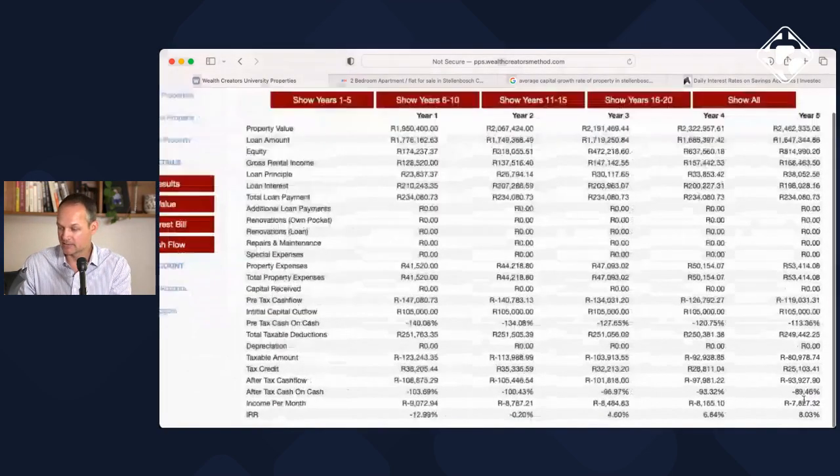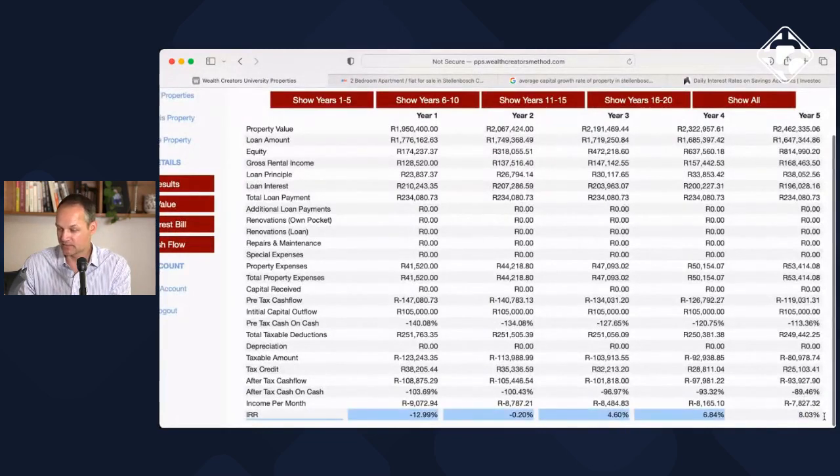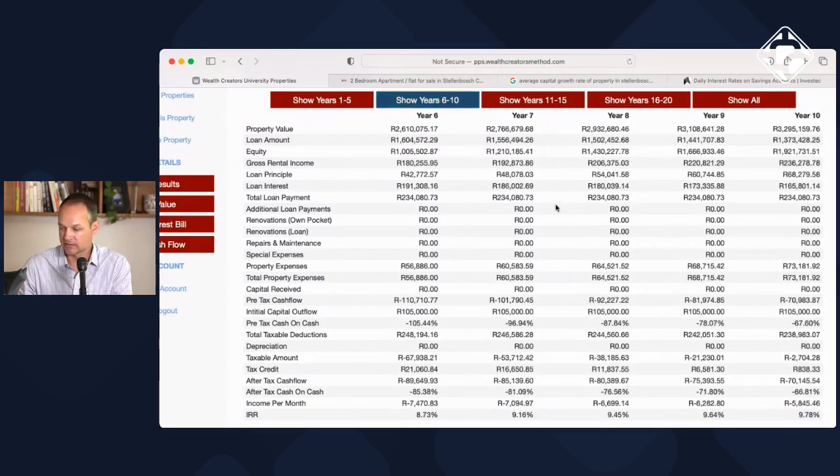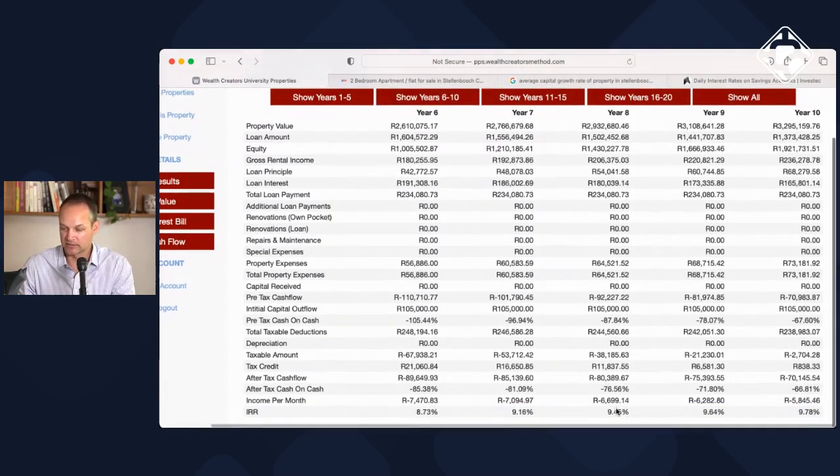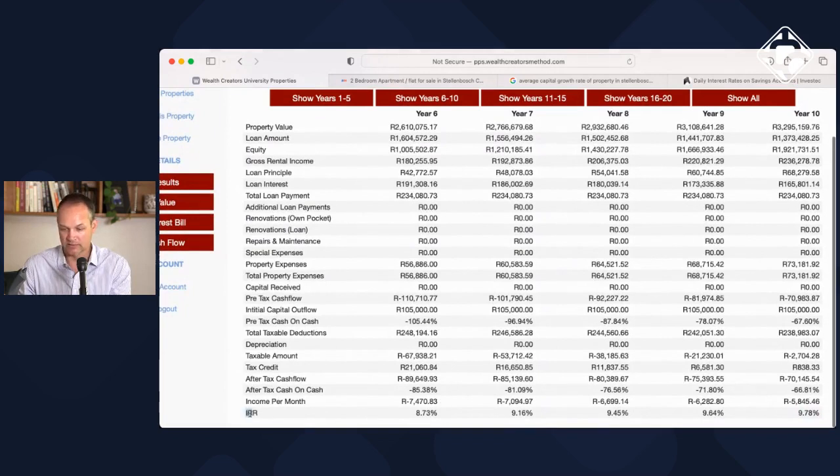And there is the magic number. When comparing this specific investment, 8.03% is the internal rate of return that this investment property could potentially achieve. And then obviously jumping into future years, you can see how slowly but surely the internal rate of return here at the bottom continually increases over time.